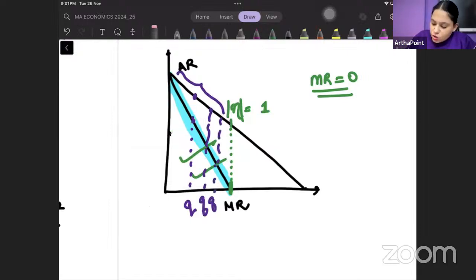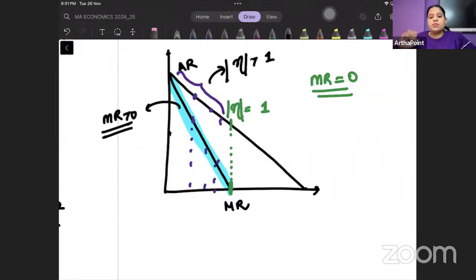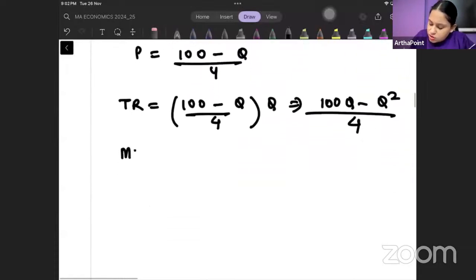It means that you will always be operating where your elasticity is more than 1, or where your MR is positive. You will operate where the absolute value of elasticity is more than 1, or your MR is positive. You can use either one, I am fine with it. Let's use the MR approach.